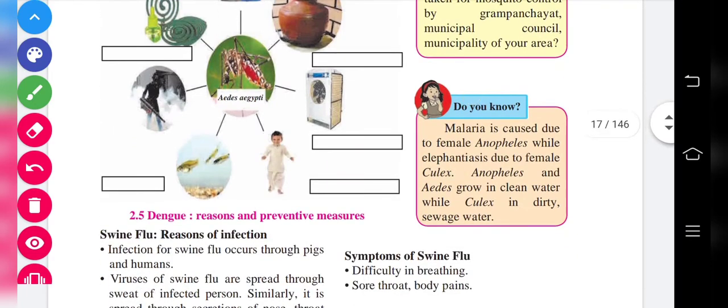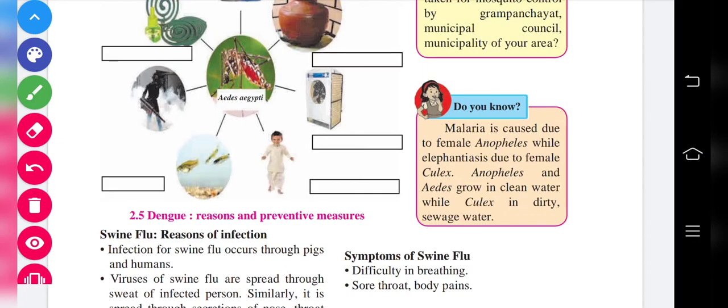Next, do you know malaria is caused by the female Anopheles, while dengue is caused by the female Aedes? Anopheles and Aedes grow in clean water, while Culex grows in dirty sewage water. These are the differences. Yes, it grows in clean water also, but there is stagnant water for a long time, and Culex collects in dirty sewage water. Okay, those are the differences.